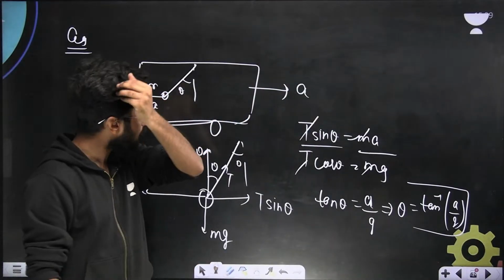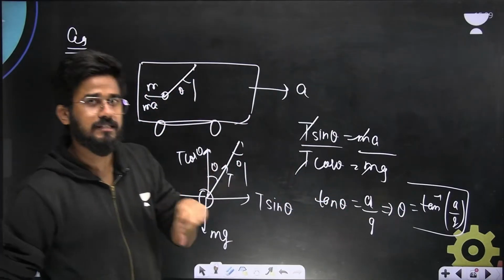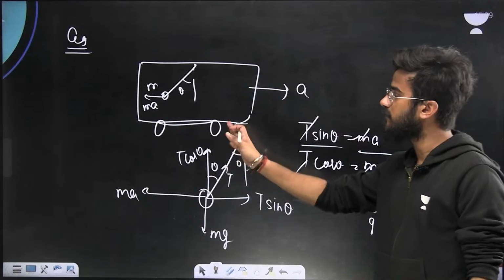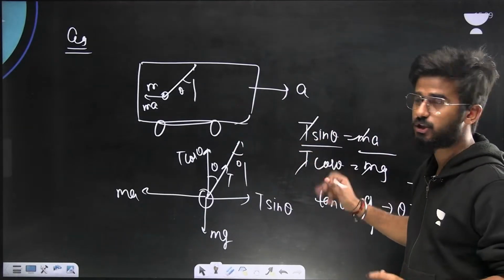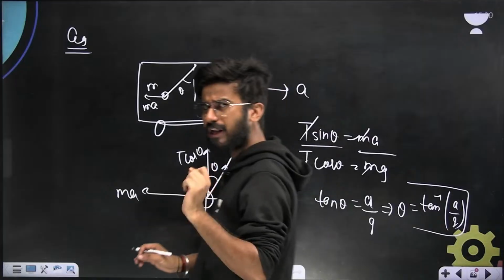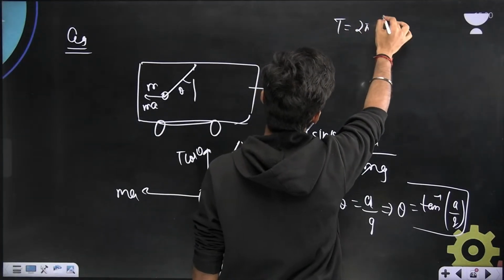So theta equals tan inverse a by g. Now it is asking what should be the time period of this pendulum if it is moving with acceleration a? Now what is the formula for time period? Time period T equals 2 pi under root L by g.